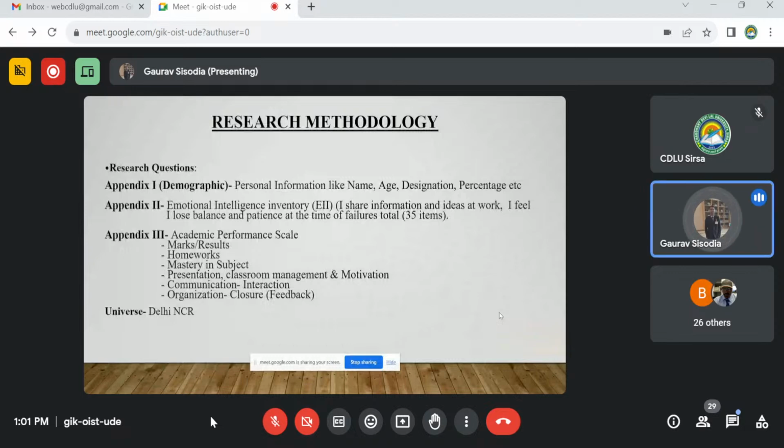Yes, sir. Coming to the research methodology, we have divided it into three appendices: demographic profiles, personal information like name, age, designation, and emotional intelligence inventories, in which we have included statements like "I share information and ideas at work" and "I feel I lose balance and patience at the time of failures." And we have academic performance scales, in which we have taken marks, results, homework, mastery in subjects, presentation skills.